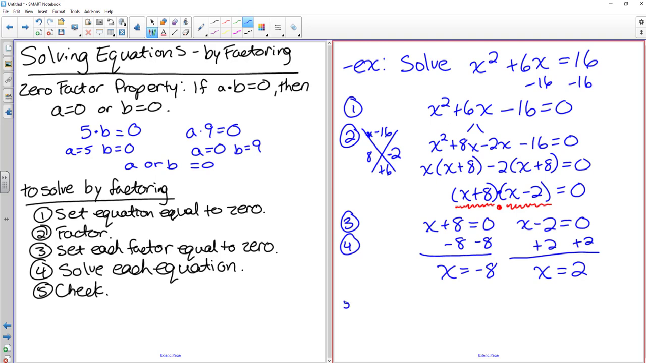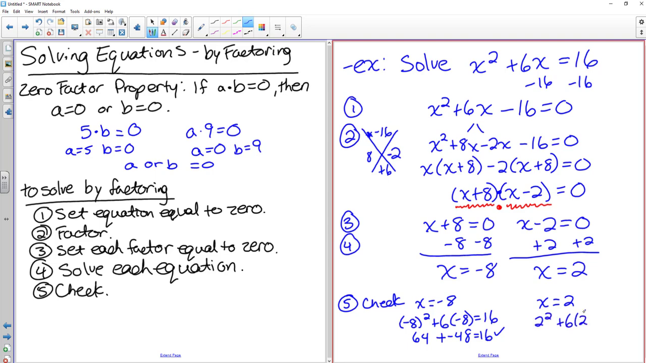So let's check, because this doesn't seem to make sense, because up to now, usually we solve equations and we only get one answer. So let's check negative 8. Negative 8 squared plus 6 times negative 8, that should equal 16. 64 and negative 48. Yep, that is 16. Now let's check 2. 2 squared plus 6 times 2, that should equal 16. 4 plus 12, yep, that is 16, so it checks out.